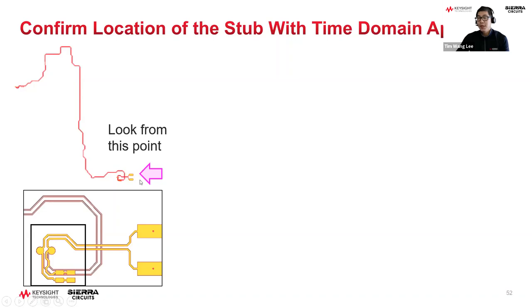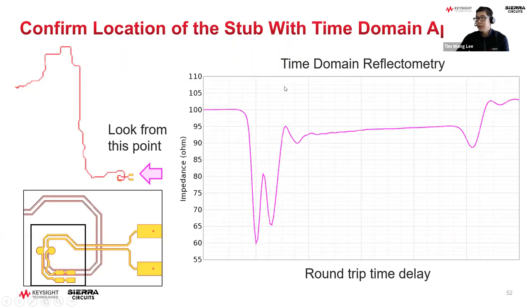We look at this point, it should be fairly close, right? I should see the stub coming out right here. And in the TDR, sure enough, we have low impedance right in front of us. So I'm confirming that the stub is actually created by the connection to the ESD.